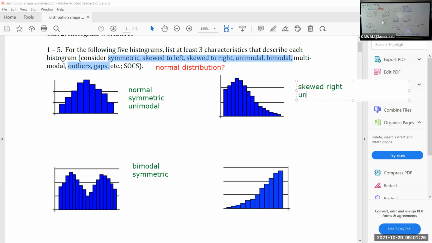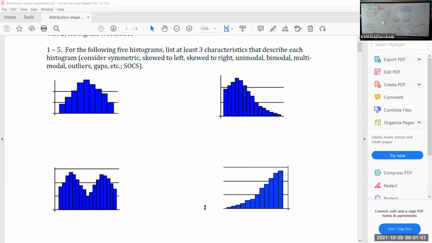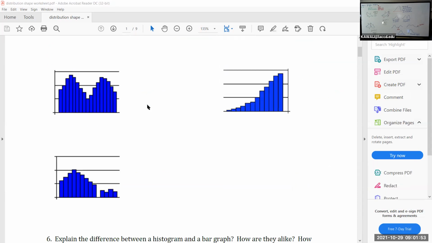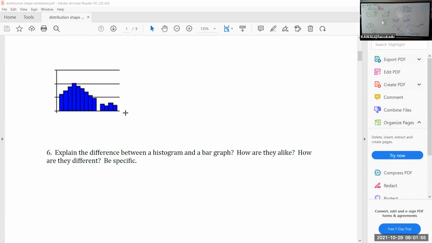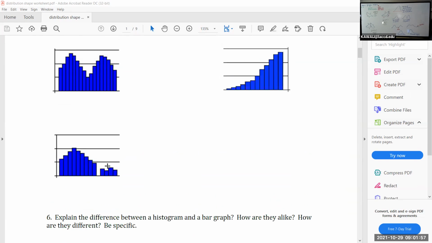So this is unimodal. And this is to the left, skewed to the left. Skewed left, yeah. And unimodal. Okay. So let's take this picture. Okay, so let's do the same thing again. So let me clear everything. Let's go down to, go ahead and do this bottom one here.